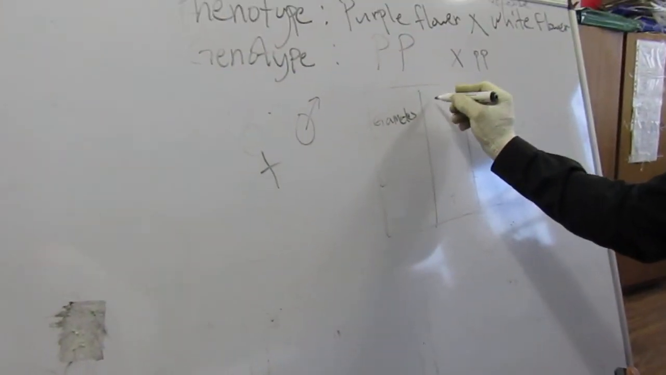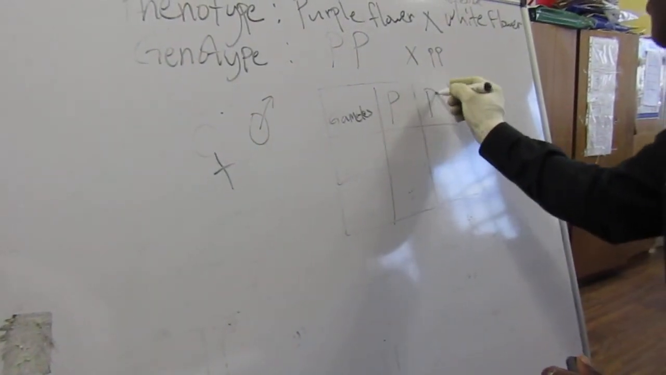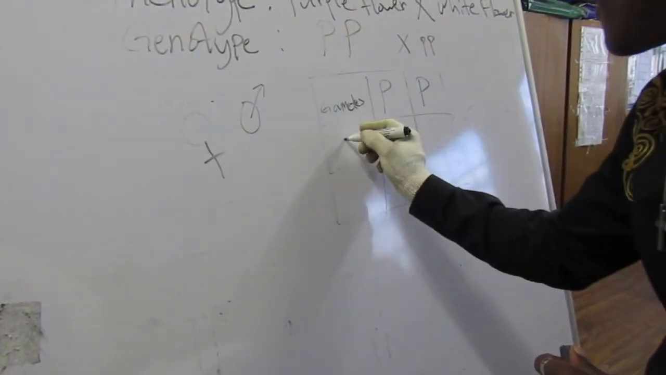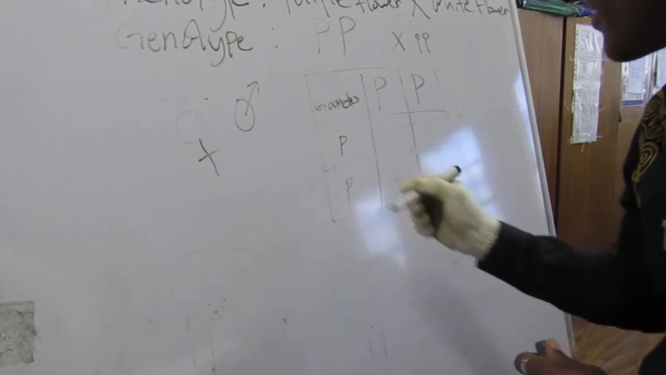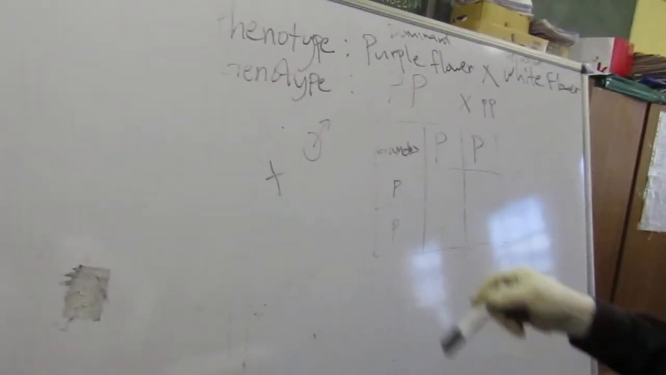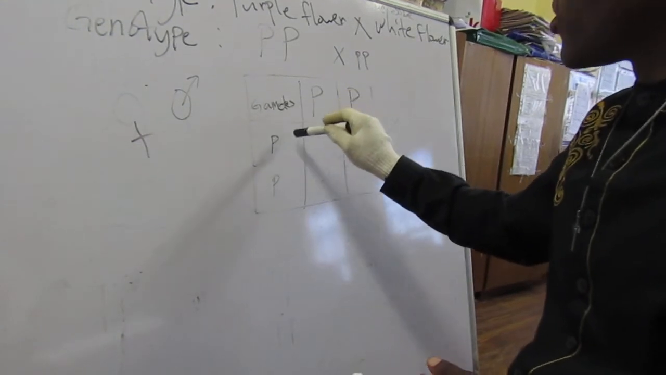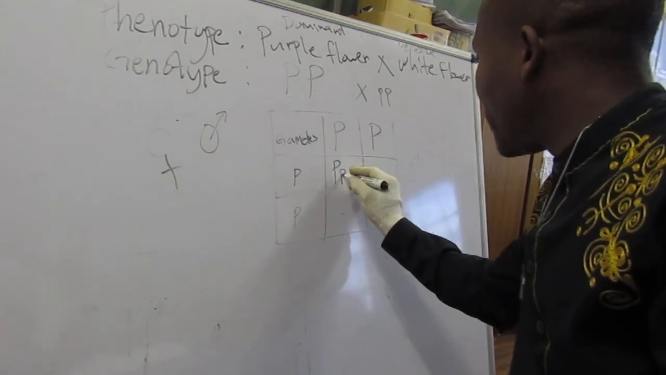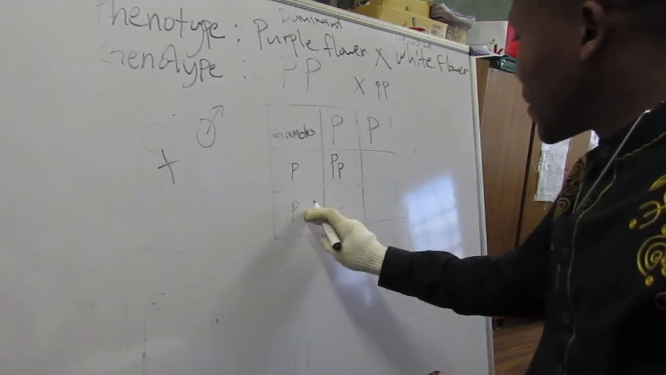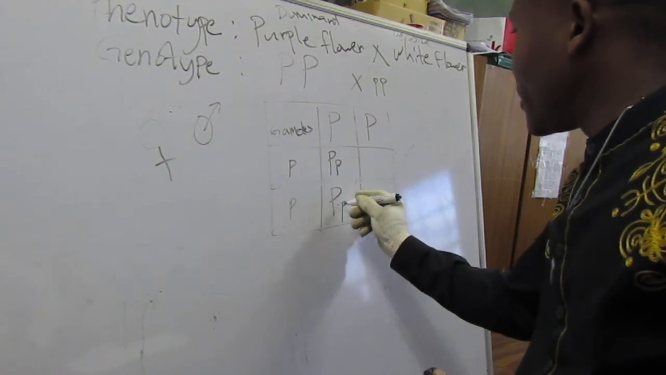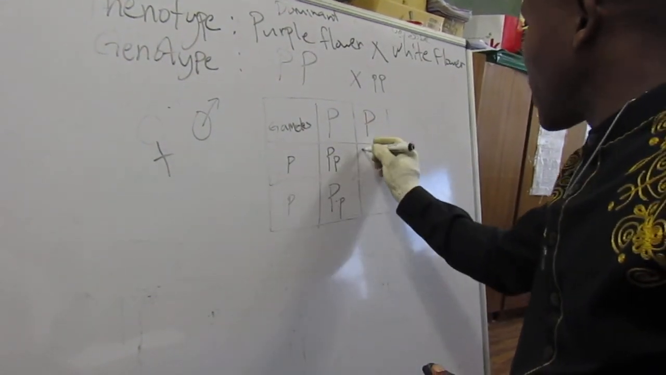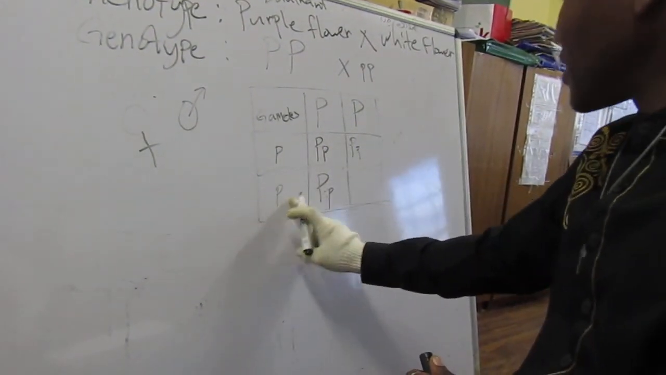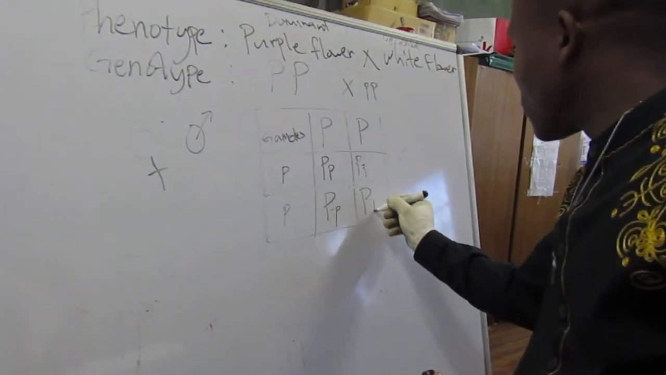So the gametes: capital letter P and capital letter P for the purple parent. Then for white, small letter p and small letter p. Now you simply say this P is crossed with this p, and you get capital letter P, small letter p. This one to this one, capital P, small p. And this one to this one, you get offspring capital P, small p. And the second capital P to small p, you get capital P, small p.